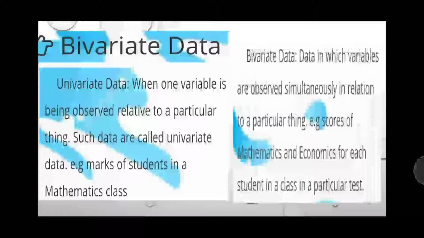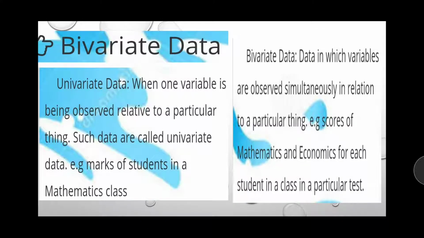And we want to look at the two, x and y, with respect to a particular student, and that's a bivariate data. We are looking at the two variables simultaneously. When we look at variables simultaneously like this, then we call them bivariate data. Good.